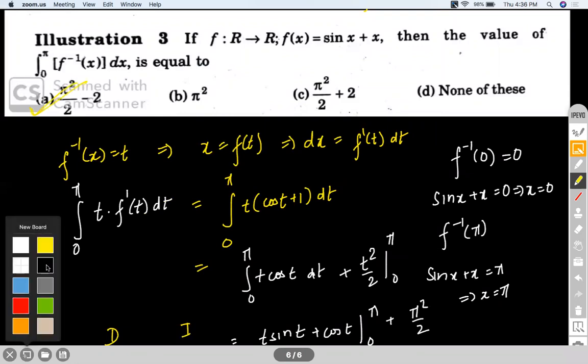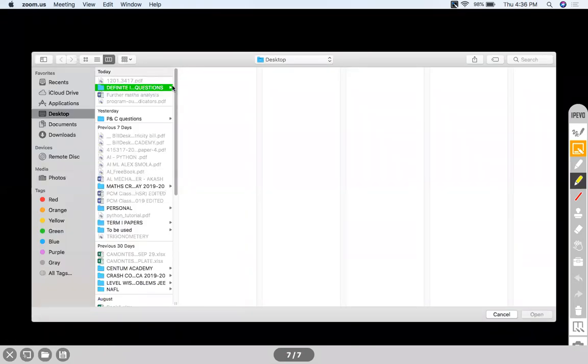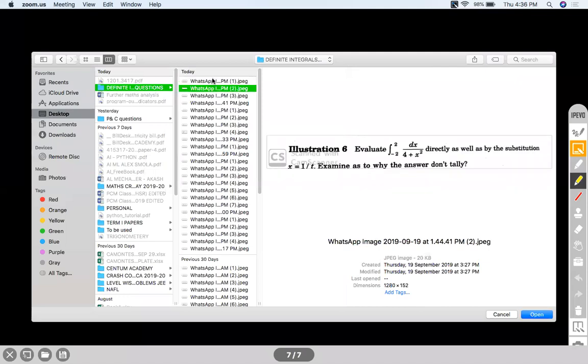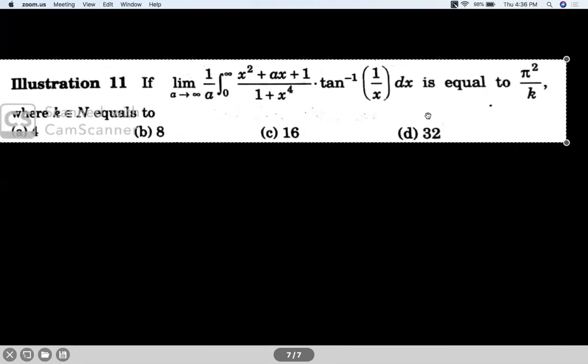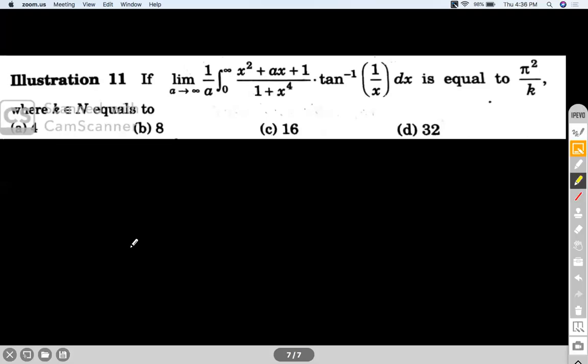Great. Let's have another one. Limit a tending to infinity, 1 by a, integral from 0 to infinity of x square plus ax plus 1 by 1 plus x to the power 4, times tan inverse 1 by x. This integral is pi square by k. K is a natural number. What is the value of k?